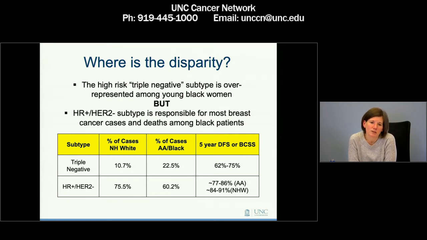However, if we switch gears and look at hormone receptor positive disease, we see that it's still about 60% of the cases among Black women. And here we see a significant disparity. Disparity is the word we use to describe a difference within clinically similar disease that seems to be driven by something other than disease itself. So we see survival rates at 5 years in the 70s to 80s among Black women as opposed to the 80s to 90s among non-Hispanic whites. And that's what we want to dig into a little deeper now.